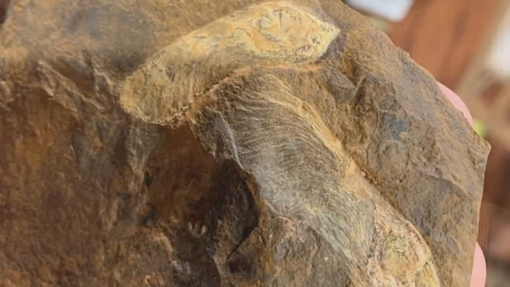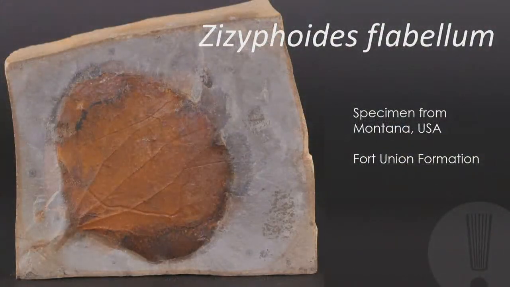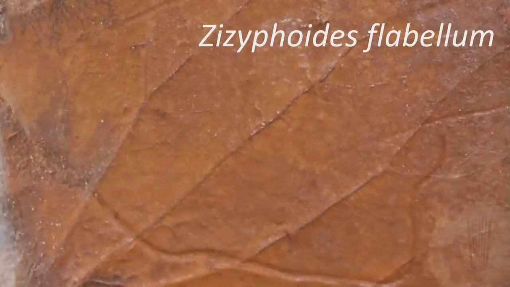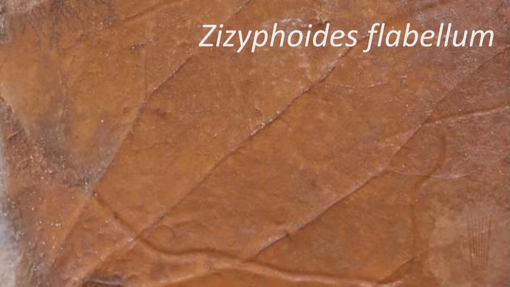A little closer up view, they look very similar to our modern day maple seeds. Zizyphoides flabellum, specimen from Montana. I also have that up there on the table. Interesting about this one, you can kind of see some of those parts of the leaves.